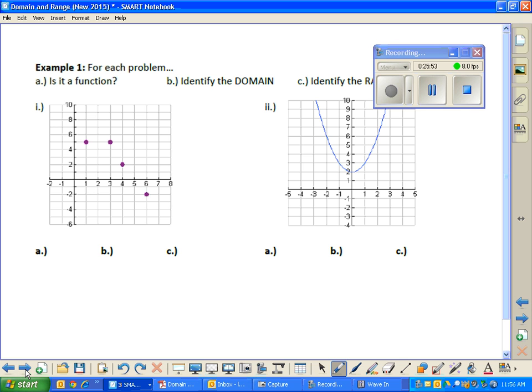Everybody see where we're at? Next page there. So in our example, first we're going to do a little throwback and we're going to say, is it a function, yes or no? In part B, we're asked to identify the domain. And in part C, we're asked to identify the range. Okay, first graph right here, I. That would be you.